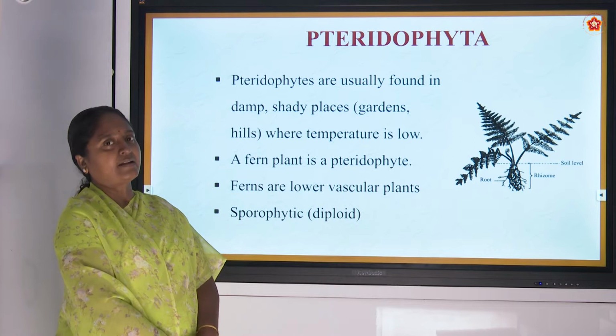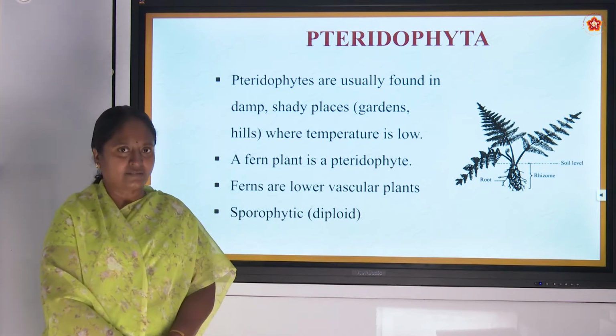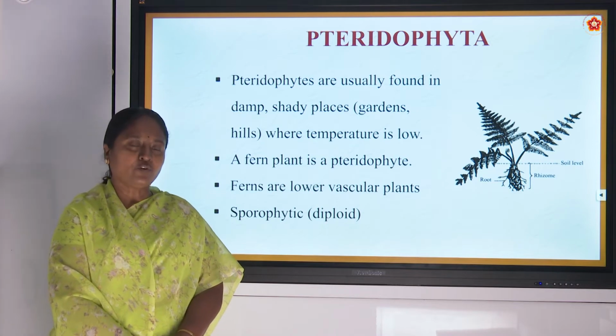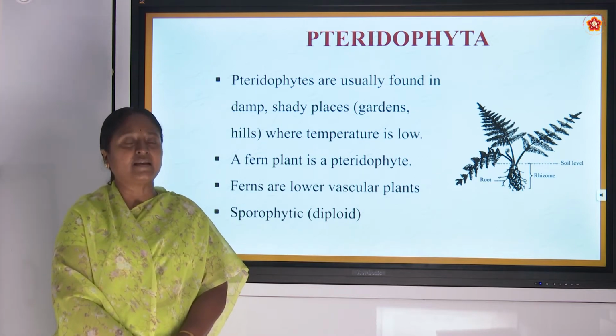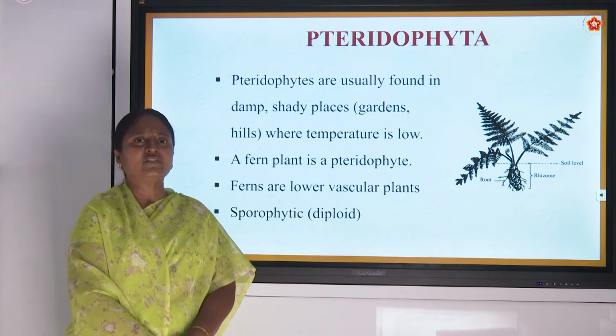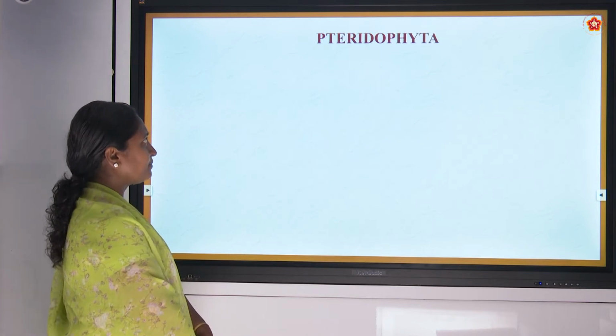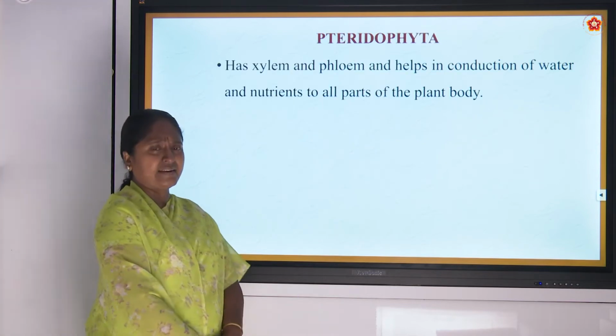When the organism is considered, you can see in the picture they have branches, leaves, and a rhizome, that is a tuber-like structure present below the ground level, from which small root-like structures come out. They are proper roots in this organism. Now we will see the details about it.